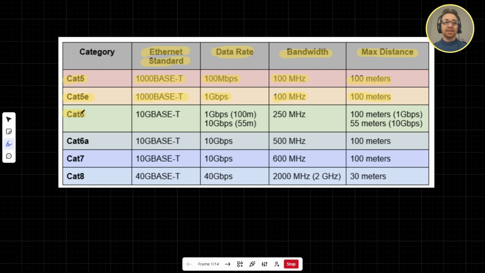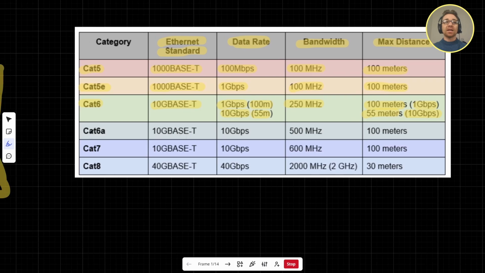The next one is Category 6. This is capable of achieving the 10GBASE-T Ethernet standard. What that basically means is that at about 55 meters, it can achieve 10 gigabits per second. That's a pretty significant speed increase, but at 100 meters, reliably, you're looking at about 1 gigabit per second, okay? You may need to know the difference between those two distances for your exam. It operates at 250 megahertz. Again, the max distance is 100 meters at 1 gigabit per second, and 55 meters at 10 gigabits per second.